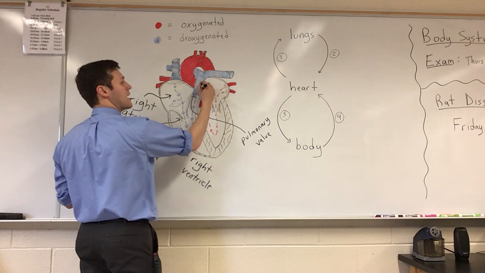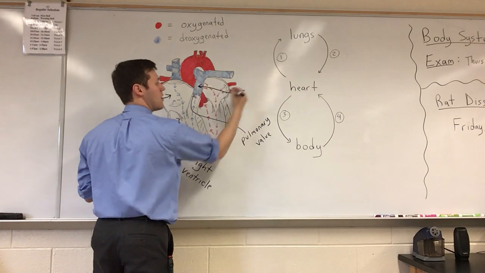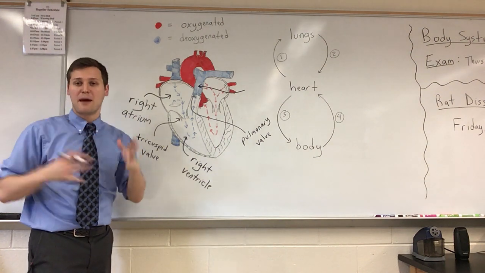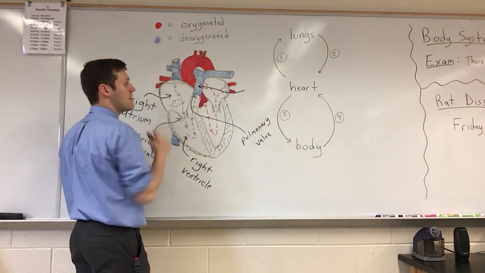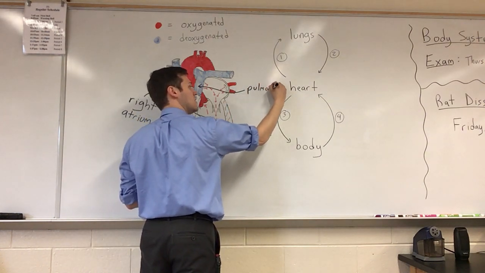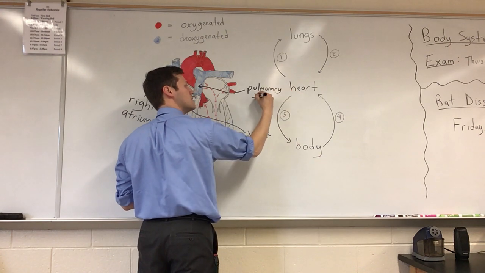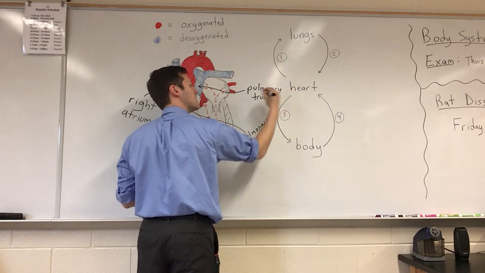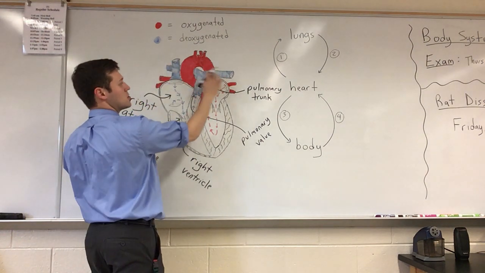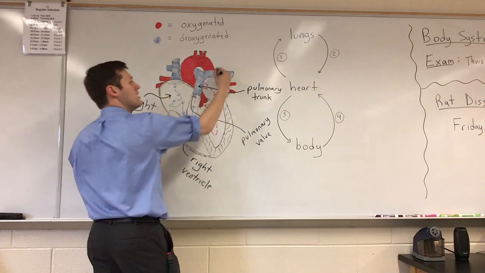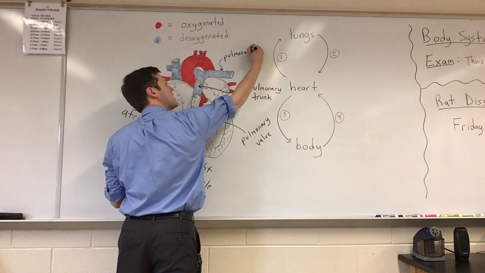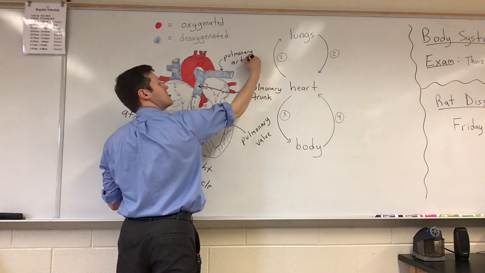Then we have this structure colored in blue, and again, blue is deoxygenated. That means deoxygenated blood passes through there. So we have the pulmonary trunk. The pulmonary trunk splits into two, one going this way and one going this way. It splits into the pulmonary arteries.